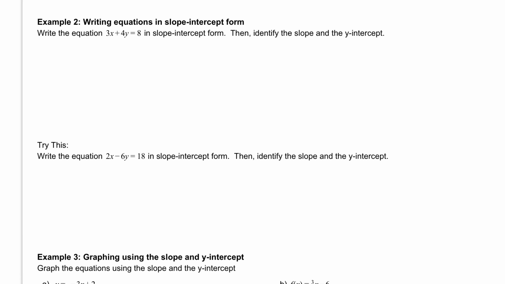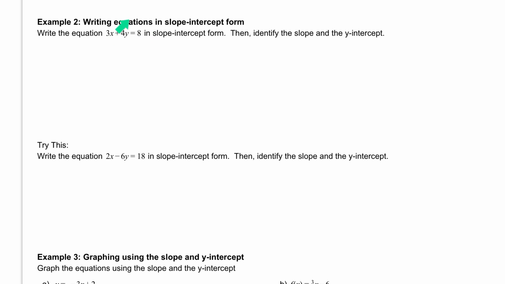In example 2, we are going to write equations in slope-intercept form. The directions say write the equation 3x plus 4y equals 8 in slope-intercept form. Then identify the slope and the y-intercept. You've already learned how to do this. The directions are just slightly different than what you're used to.